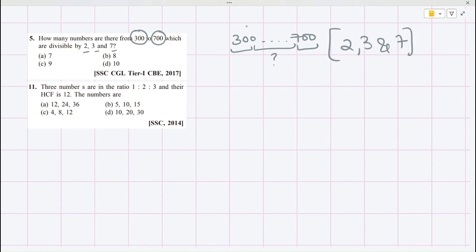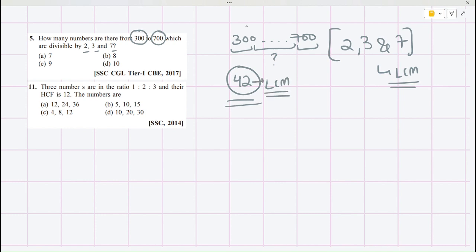So what we know is that the least number that will be divisible by all these three numbers will be equal to their LCM. That will be the least such number which will be divisible by all these three numbers. So finding out the LCM, since these three numbers are prime, it will be 6 multiplied by 7. So it will be 42. So 42 will be the least common multiple of these numbers.